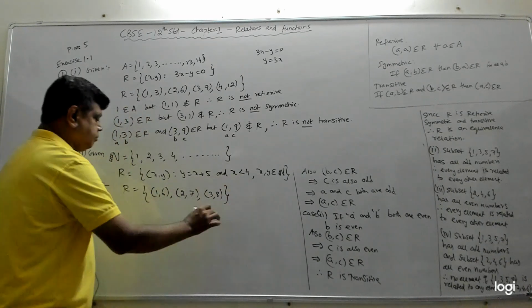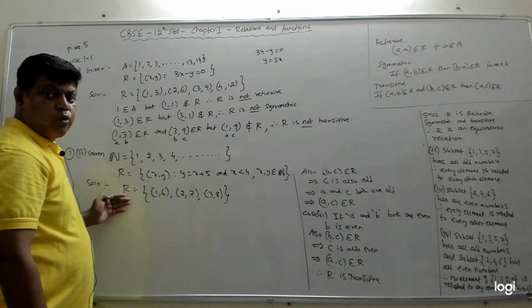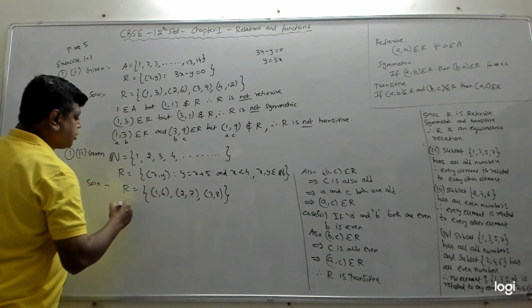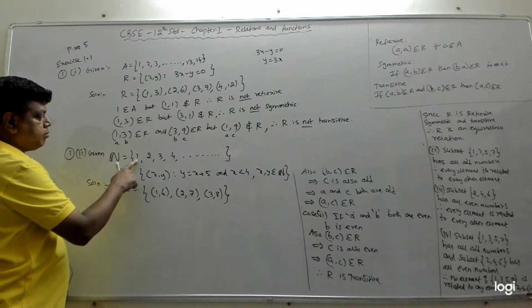So this is your R. This is your relation in the roster form. Now what should we check? We should check for reflexive. Now is it reflexive? We'll take one element from n.